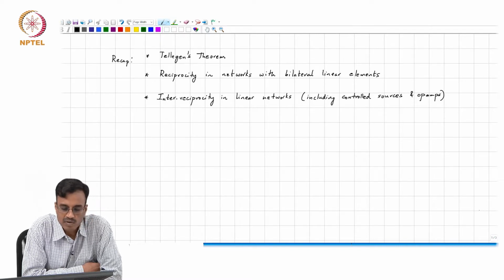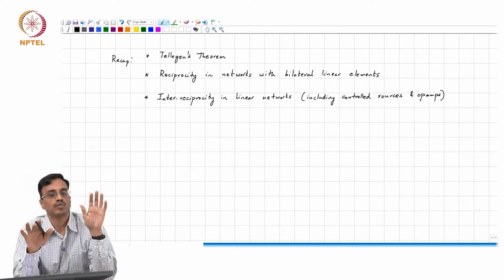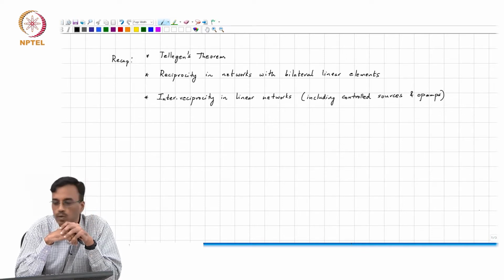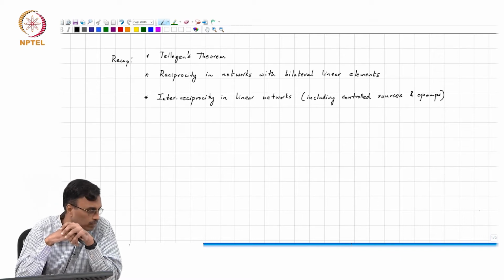And then we said, oh well, there is a fix, and that is by using the concept of interreciprocity, where the idea is that while you cannot interchange the location of the excitation and the response in the original network, it is always possible to come up with another network, called the interreciprocal network or the adjoint network, where you can interchange the role of the excitation port and the response port, right.